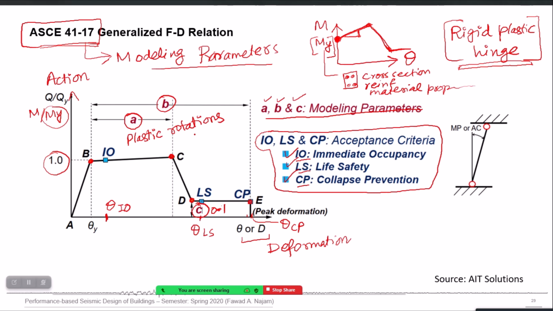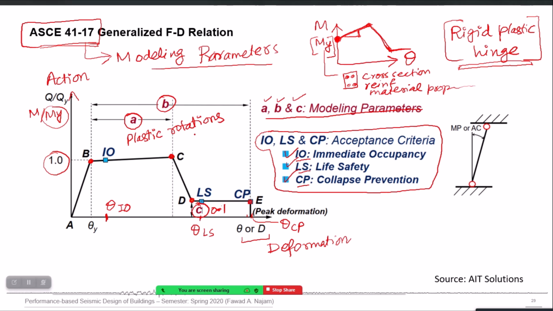So these three numbers, I will repeat again, won't have any effect on your analysis. They are just markers on your actual given input to tell the program that these are the points corresponding to my performance levels, and after the analysis I will be checking whether these performance levels were exceeded by the applied loading or not. So they will be just to check the performance at the end of analysis. They won't have any role in the analysis. They won't modify anything in the analysis results.